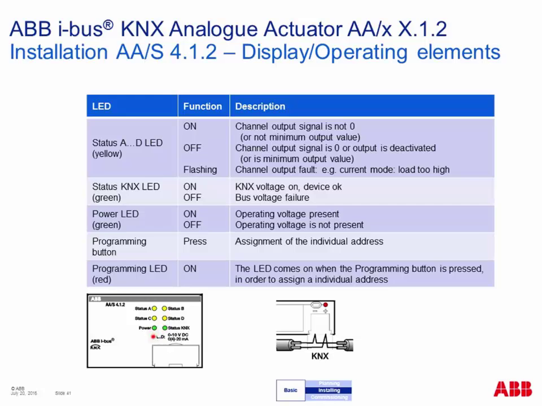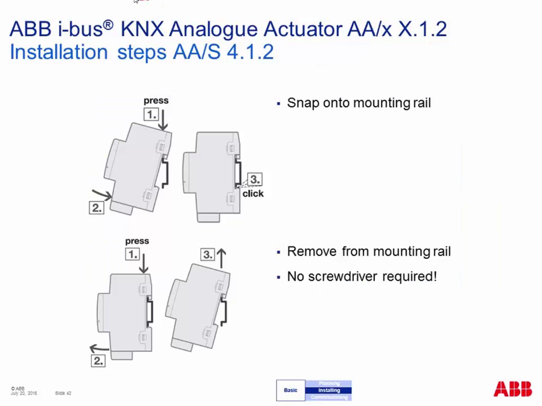The next LED is the green power LED. The green power LED shows that our additional supply voltage is okay. And the green status KNX LED shows that the KNX bus voltage is okay. So with one view, you see here KNX is okay and our supply voltage is okay. And of course, we have our KNX programming button and the programming LED. When you press the programming button, then you will see the red LED goes on and shows also that the KNX bus voltage is okay.